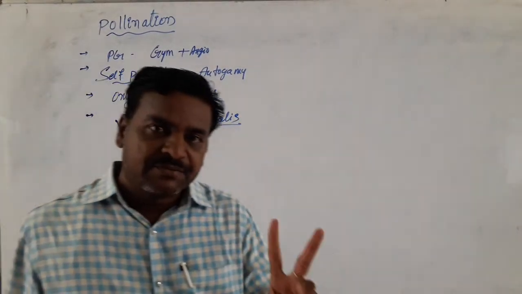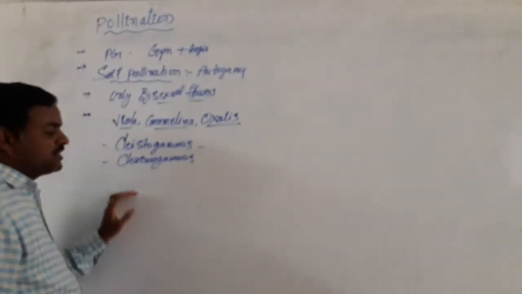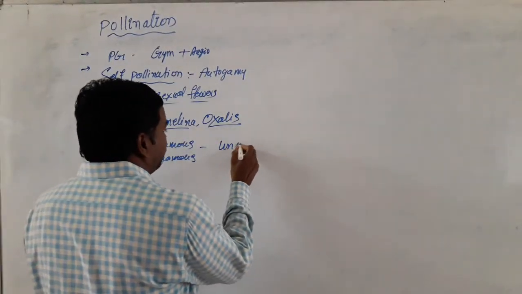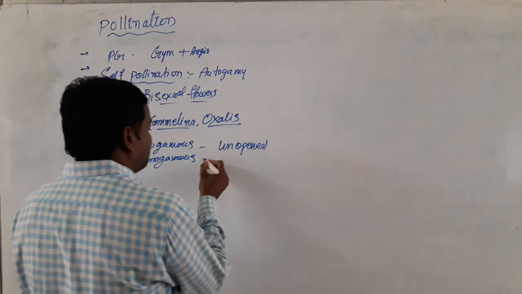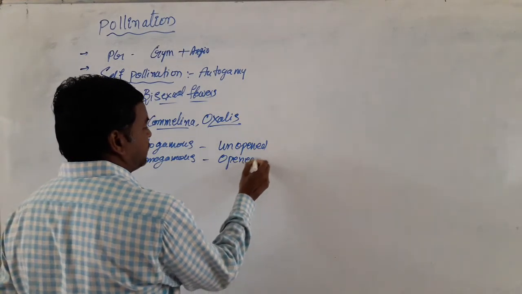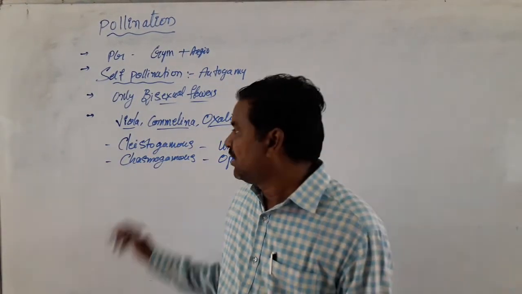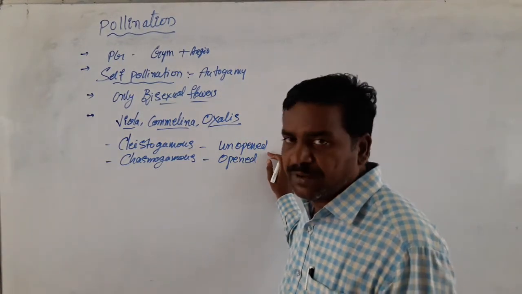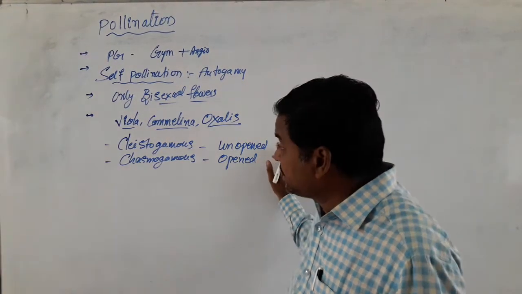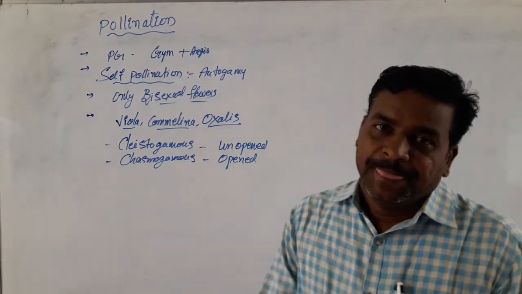there are two different kinds of flowers in the plants. One type of flowers are called clistogamous flowers, and the other, chasmogamous flowers. Clistogamous flowers means unopened flowers, and chasmogamous flowers means opened flowers. So in some plants, flowers do not open at all. Such flowers are called clistogamous flowers and they are unopened flowers. The pollination that takes place in clistogamous flowers is called clistogamy.